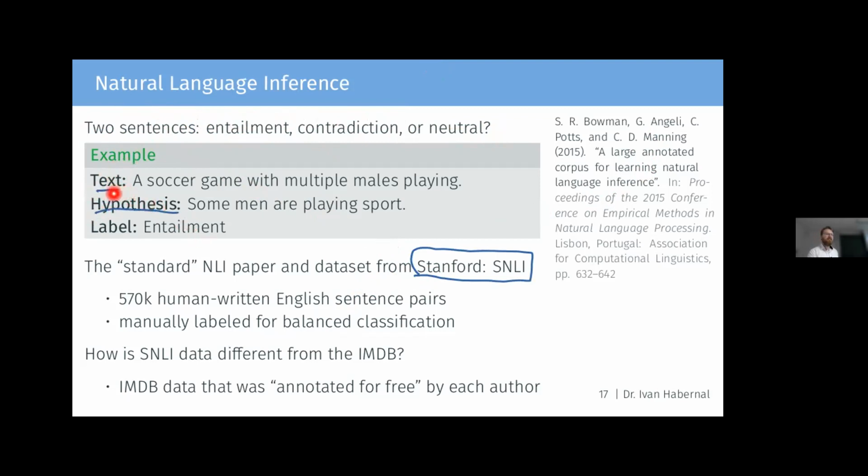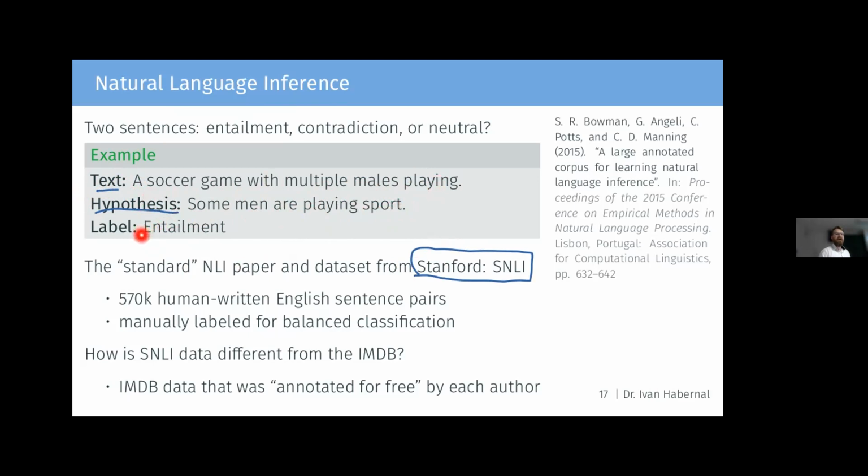The text here in this example is: a soccer game with multiple males playing. So it's basically describing a scene, right? There's a soccer game with multiple males playing. And the hypothesis text is: some men are playing sport. The goal is, when the text is true, is the hypothesis true as well? If I tell you a soccer game with multiple males playing, is it true that some men are playing sport? Yes, it's true. If males are playing soccer somewhere, it's true that some men are playing sport, right? Does it make sense?